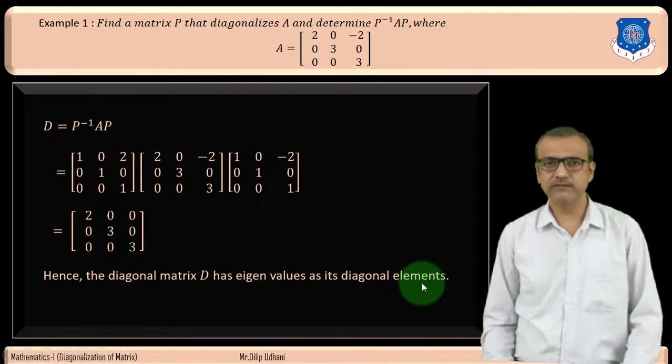So in today's lecture we have seen the process of how to find the diagonalization of a given matrix A, and we have seen one example related to this topic.